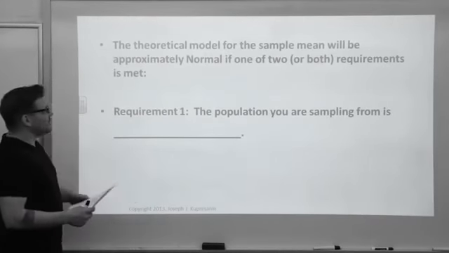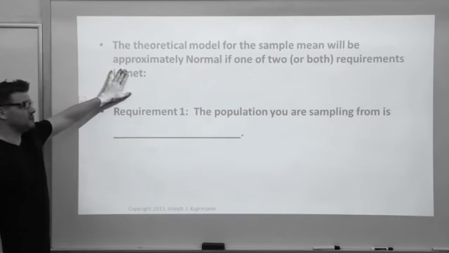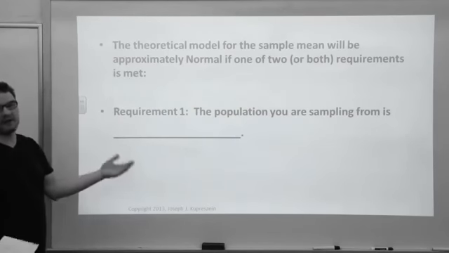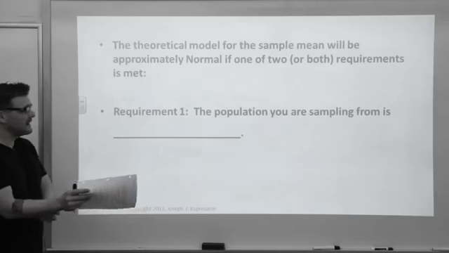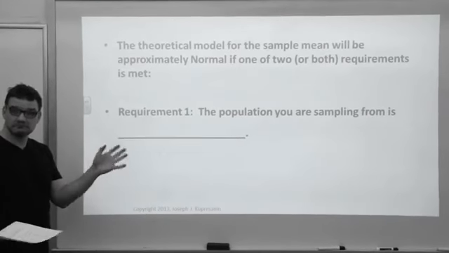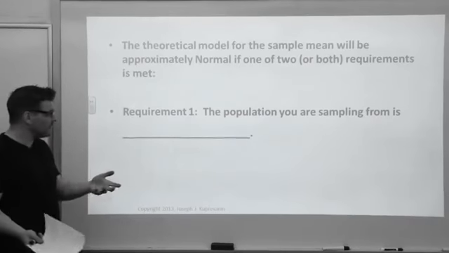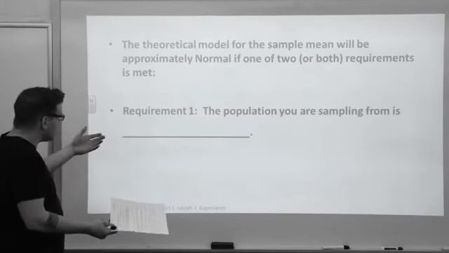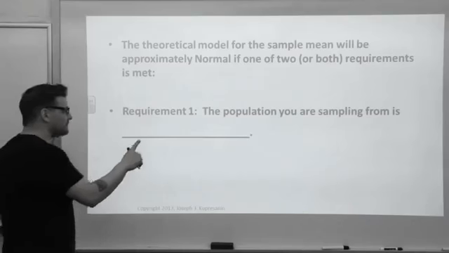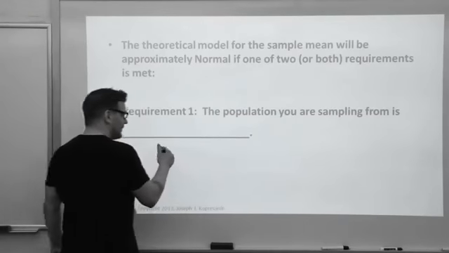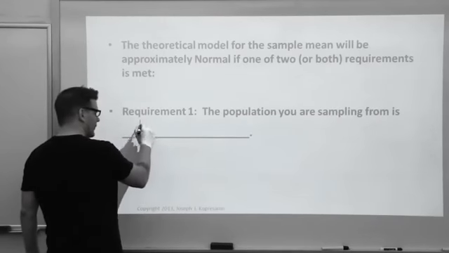The theoretical model for the sample mean will be approximately normal if one of two conditions is met. If you have both, so much the better. Now we saw in that dot plot, sure looks normal, right? We're trying to convince you with a simulation that it's normal rather than just you taking our word for it. Requirement number one: the population you're sampling from is normal.